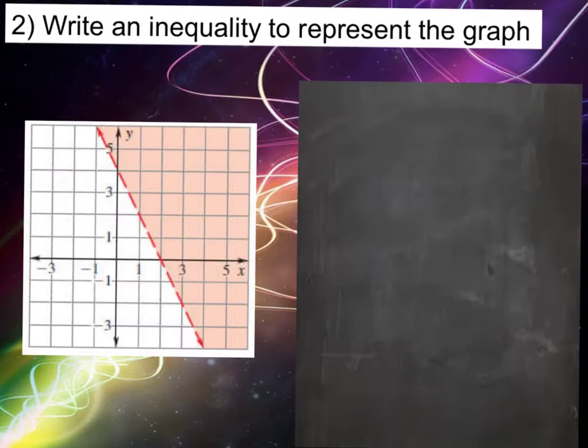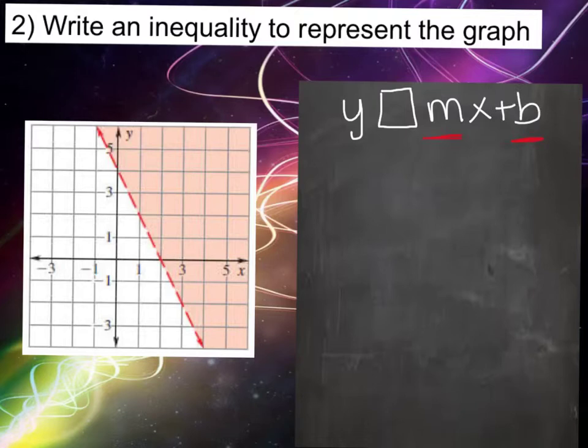Here is example 2. Write an inequality to represent the graph. Once again, it's going to need to be in slope-intercept form, so I can begin writing that out. Y box mx plus b. We're going to have to replace the m, and we're going to have to replace the b. M is with the slope, B is with the y-intercept, and we need to know which inequality we're using. So shading above the line, it's going to be a greater than or equal to. So I have y greater than or equal to, since we're shading above the line this way.